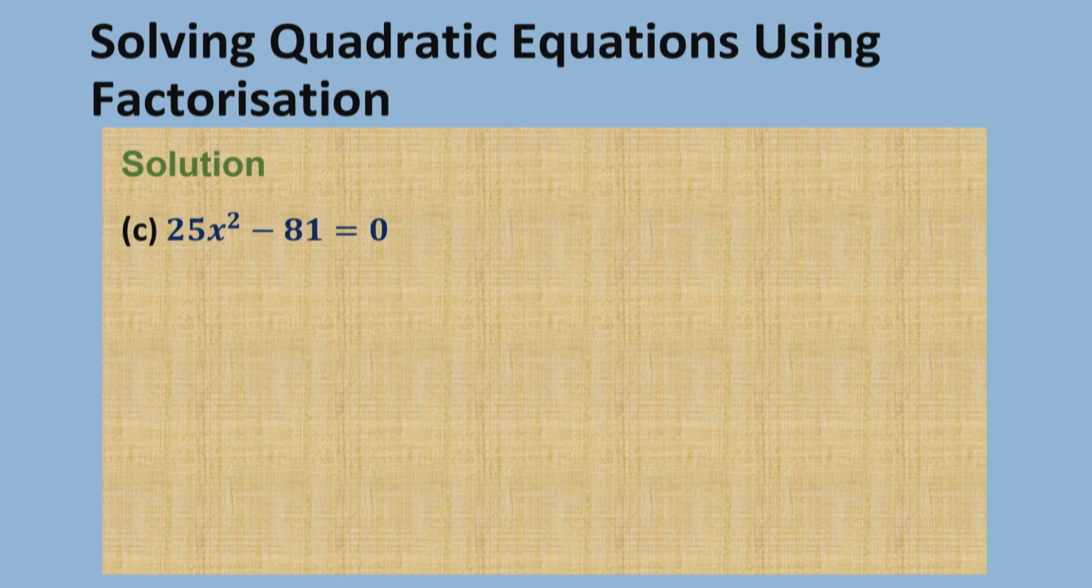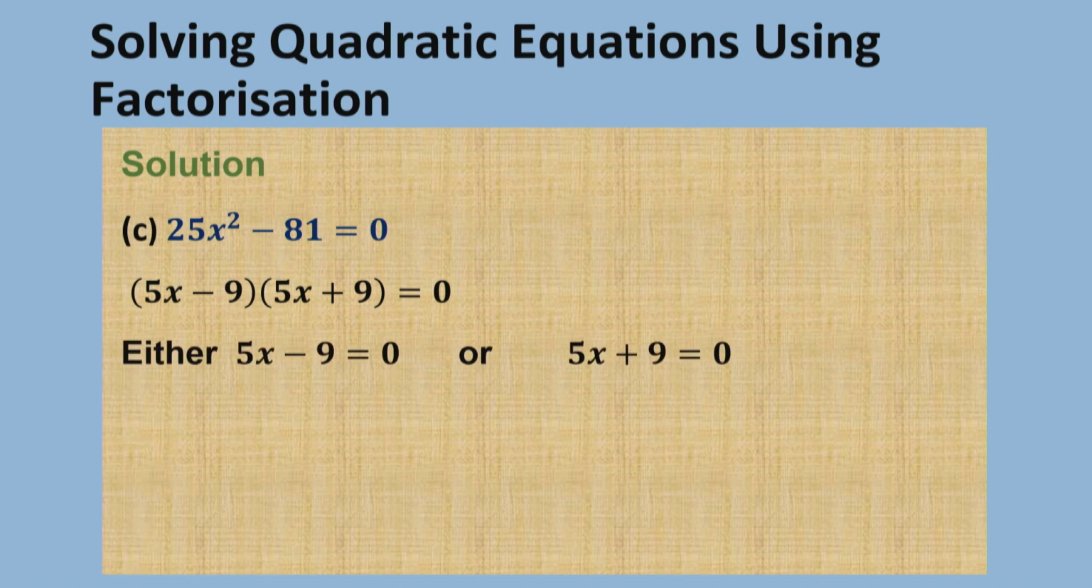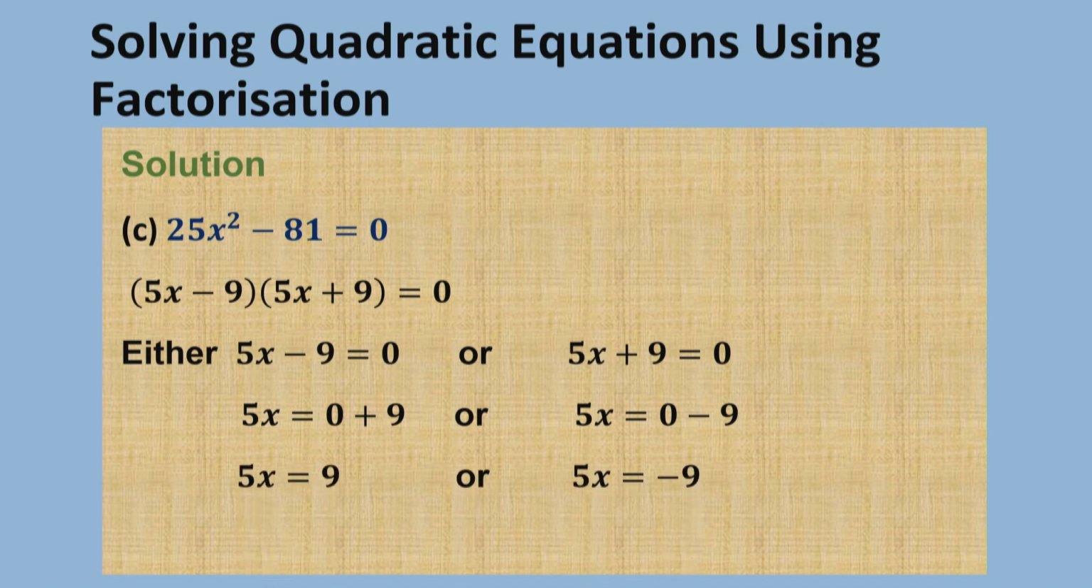Part C, 25x squared minus 81 equal to 0. Again, we factorize. So factorization will give (5x minus 9)(5x plus 9) equal to 0. How do we proceed? Well, either or. So that will be either 5x minus 9 equal to 0 or 5x plus 9 equal to 0. So 5x will be 0 plus 9 or 5x will be 0 minus 9. So 5x equal to 9 or 5x equal to minus 9.